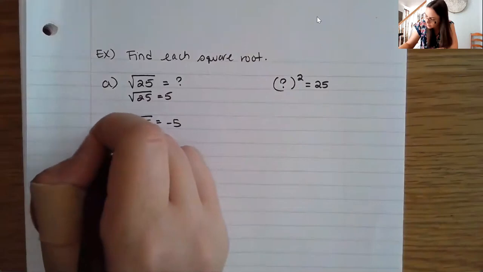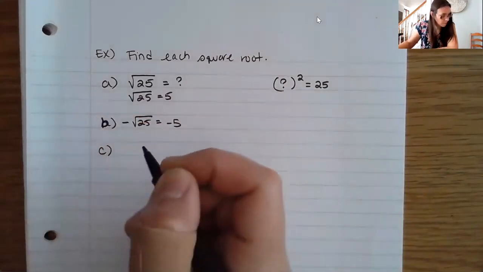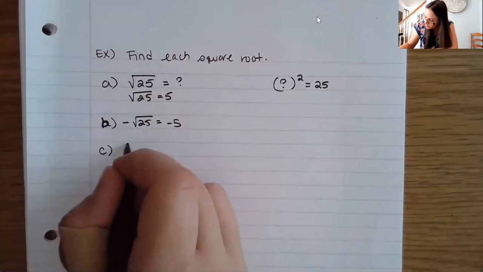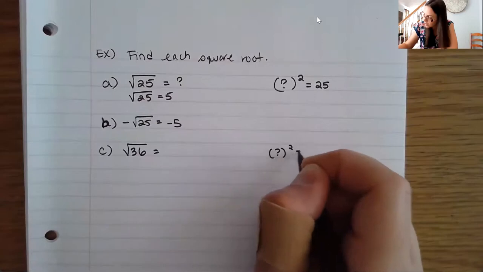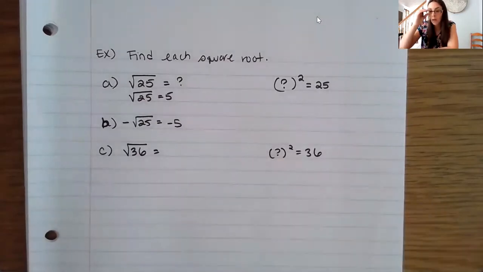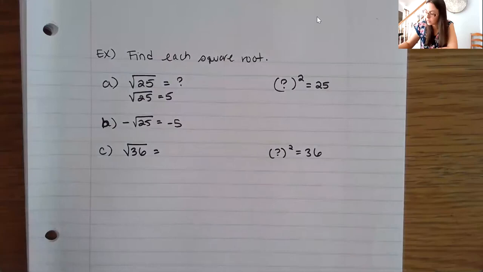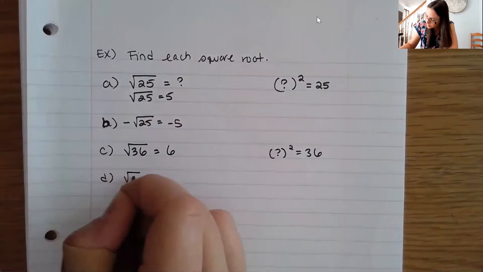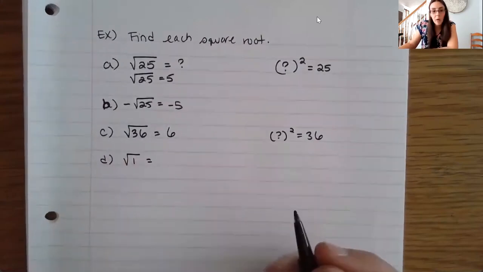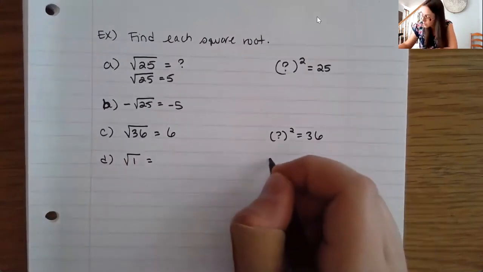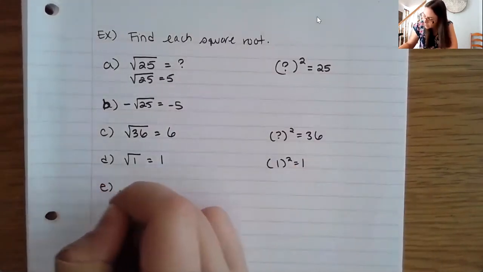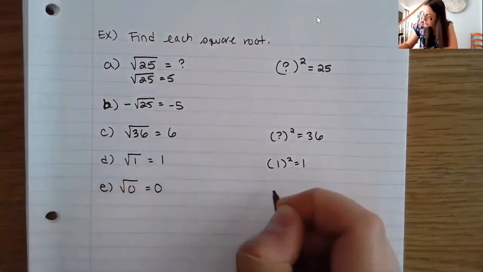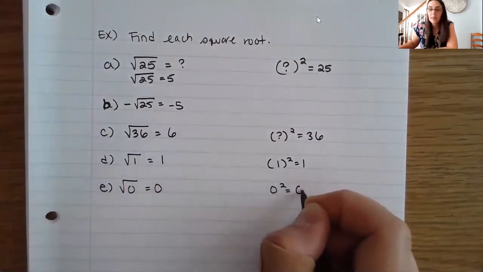I guess I should call this B, huh? How about the square root of 36? So again, you're saying to yourself, what number, when it's squared, is 36? Well, the answer there would be 6, because 6 times 6 is 36. For the square root of 1, the answer here is just 1, because 1 squared also equals 1. And then the square root of 0 is just 0, because 0 squared does actually equal 0 as well.